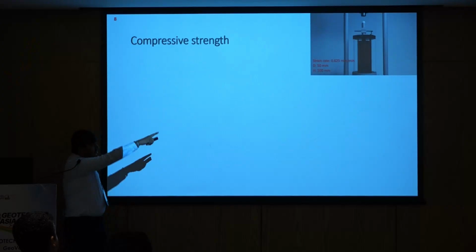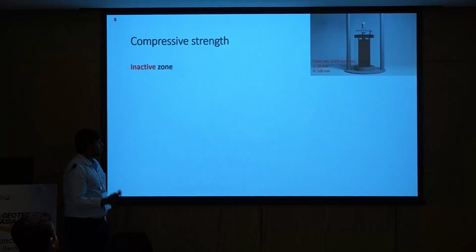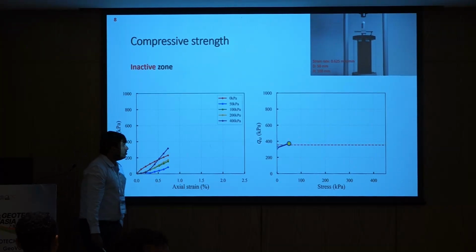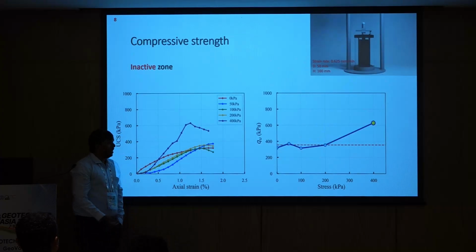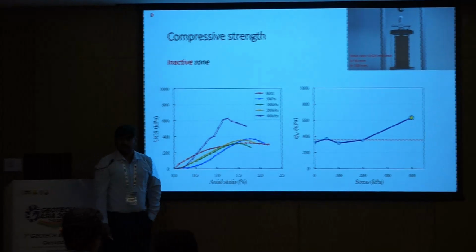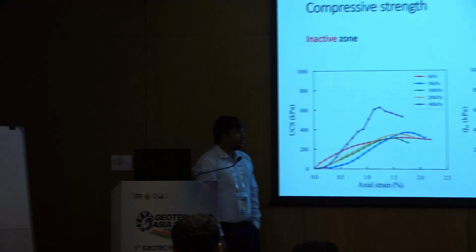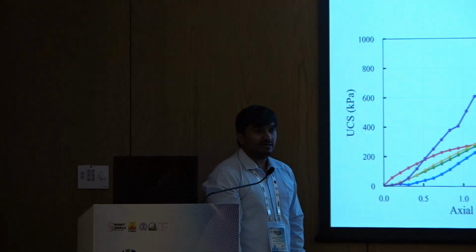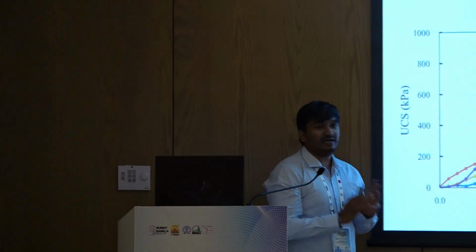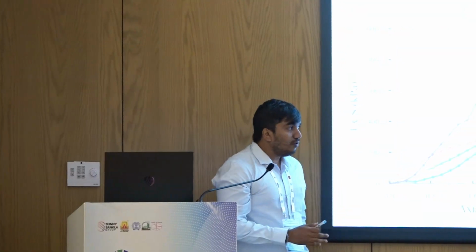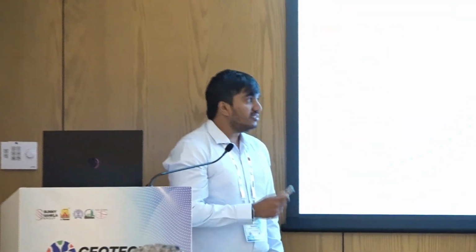So this is the test specification which I have used. This is the inactive zone. What is happening is, unlike what we have observed in the previous literature, increasing curing stress is not actually affecting positively until 200 kPa. After 200 kPa, there is a substantial increase in stiffness as well as an increase in UCS value. Inactive zone means the soil is stabilized with 5% cement dosage by weight of dry soil.